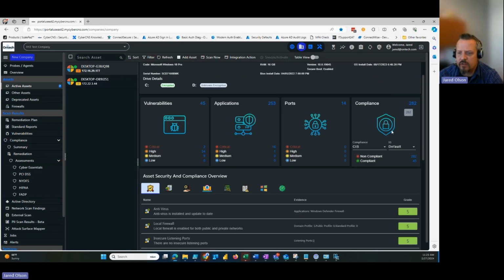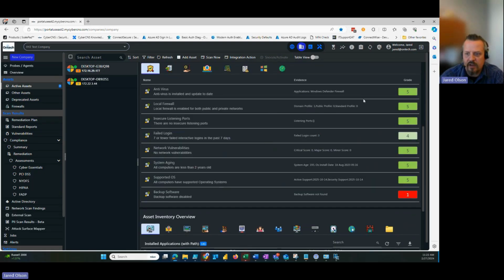And then over here, you get into a lot of different compliance opportunities. So if you are basing your framework for compliance on CIS or Cyber Essentials or HIPAA or ISO, NIST, all the different compliance tools and compliance frameworks that exist, you can determine whether or not you are compliant with those frameworks.